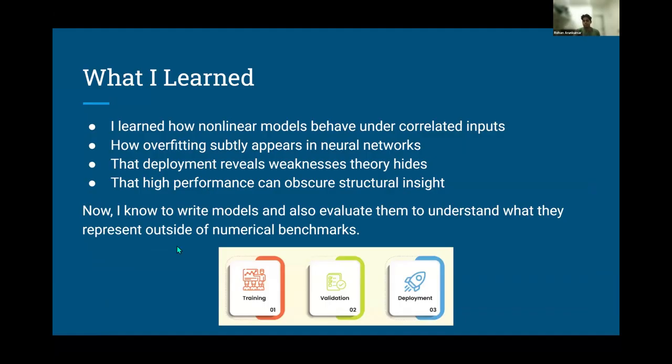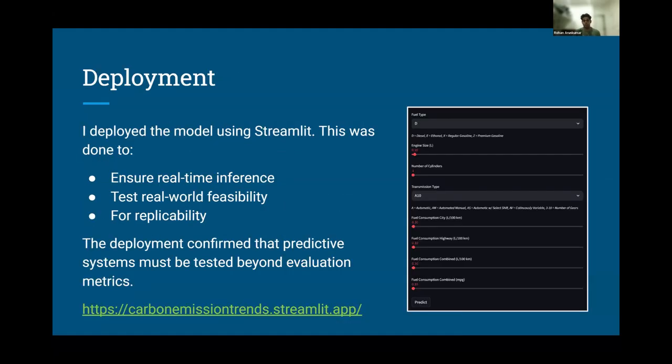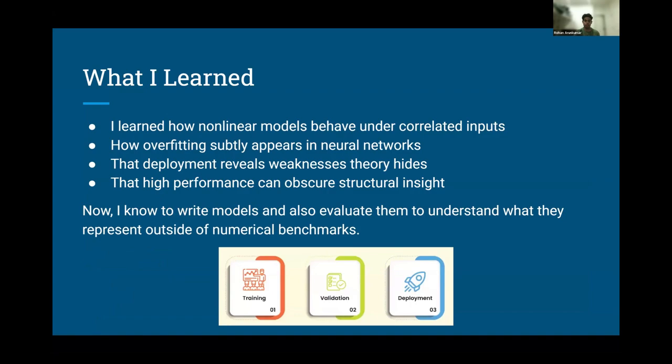A few technical things that I learned and I think are very worth mentioning: I learned that nonlinear models like the MLP can work under correlated inputs. So we can actually go from X to Y. We can see how inputs result in a given output, in this case, carbon emissions. And that deployment reveals weaknesses in theory, because when deploying it, we can see how exactly each condition impacts the output. We can see that ethanol reduces emissions by 12%. If we just looked at the model accuracy, we would not know that. We have to look deeper. So that's what this project mostly taught me.